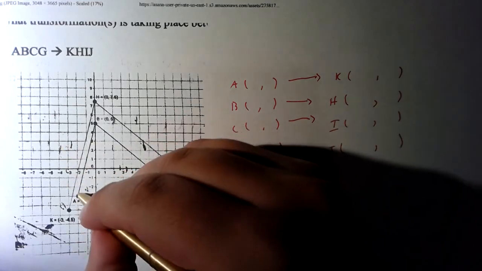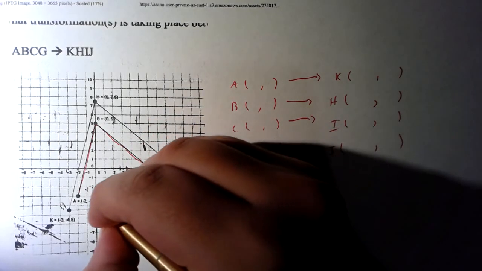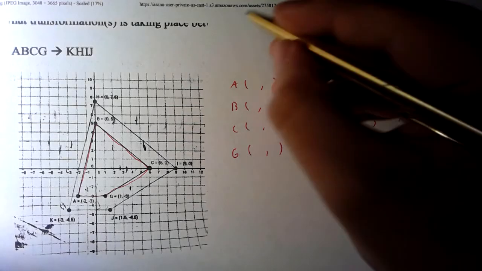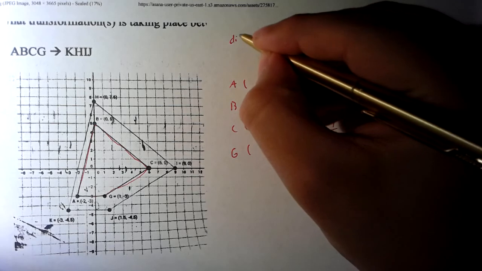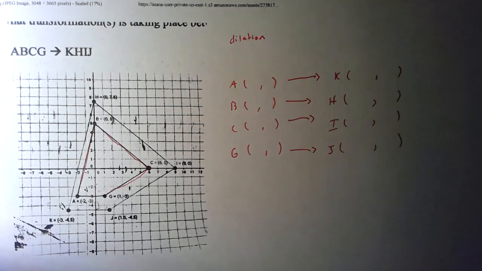Notice that our pre-image is smaller. Our pre-image is a little one right here, right? Notice it's smaller than the image. What does that suggest? Well, it tells us that this must be a dilation with the scale factor greater than 1 because it got larger. So let's go ahead and figure out what that scale factor is.